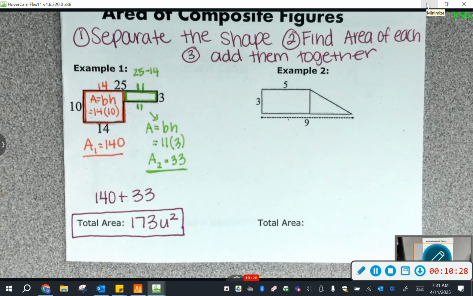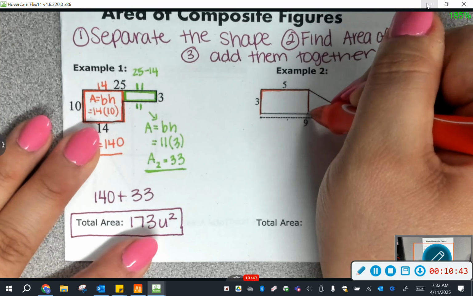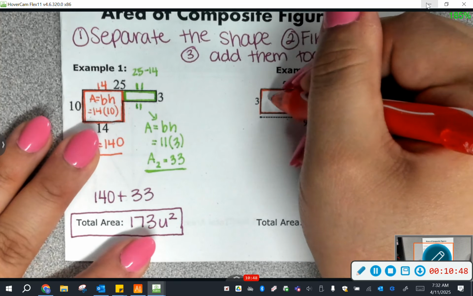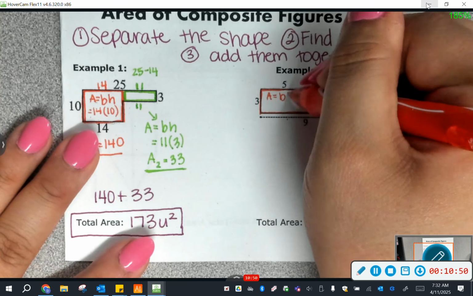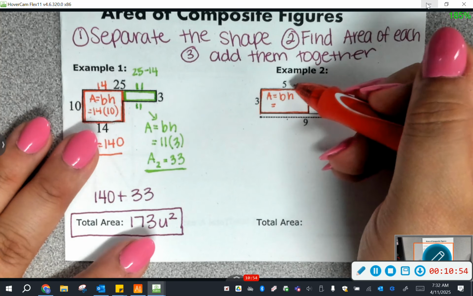All right, for this next question, what do you see for my next question here? I see a rectangle and a triangle. Do y'all agree? All right, so I'm going to do the rectangle first right here. What is the formula for a rectangle? Base times height. So area equals BH. What is my base here? 5. The top is 5.